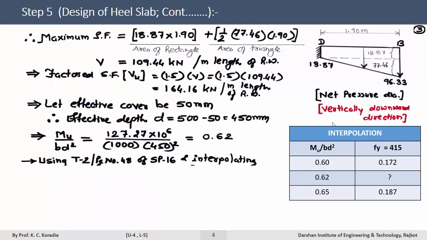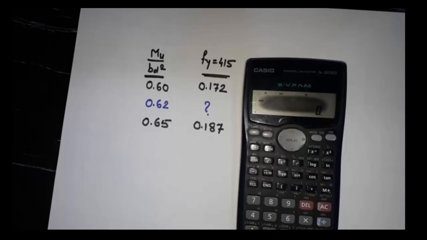I have isolated the two values of 0.6 and 0.65 in this table. Let's see how to interpolate in the calculator. Here we are supposed to determine the value corresponding to 0.62, which lies between 0.6 and 0.65. Let's use the calculator for our linear interpolation method.